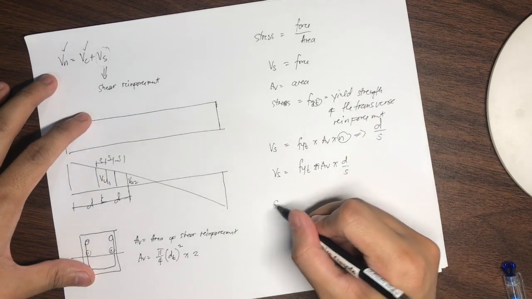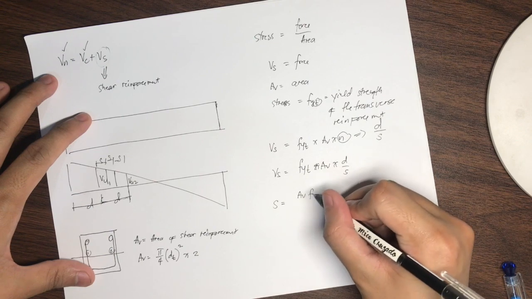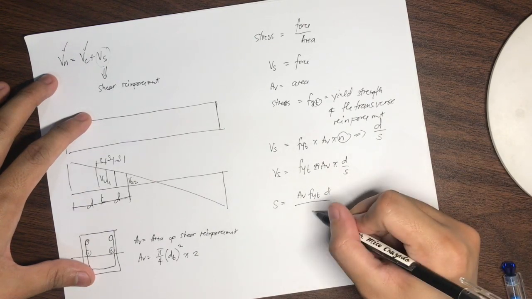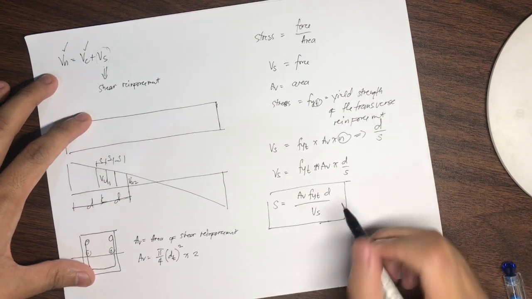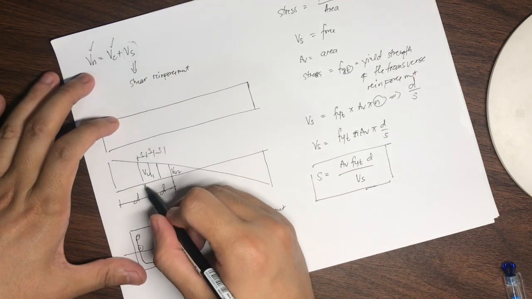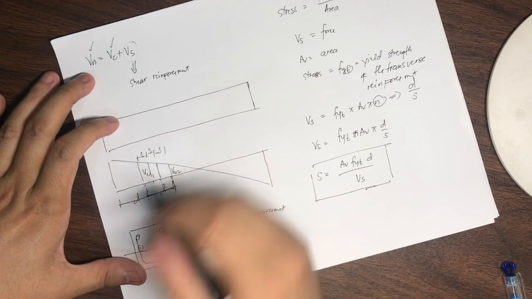Or we can say that the spacing is just equal to AV FYT D over Vs. So this is how we determine the spacing of the stirrups. Gaano ba kalawak yung distance ng bawat stirrups sa bawat isa sa everyday distance.